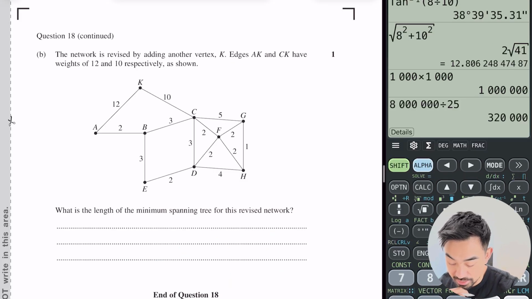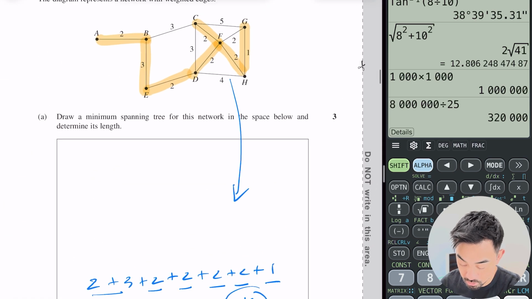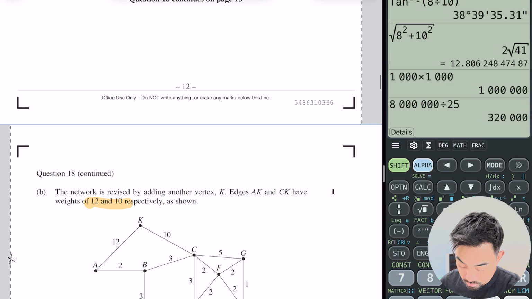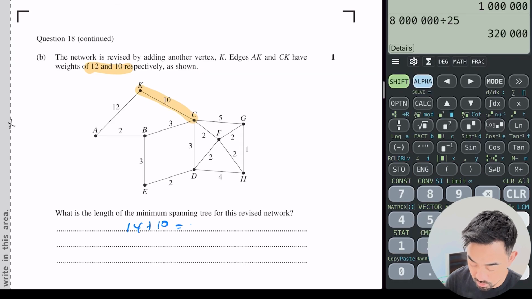The network is revised by adding another vertex k. Edges AK and CK have a weight of 12 and 10 respectively. What is the length of the minimum spanning tree for the revised network? Okay, so they're adding 12 and 10. So does that make a difference? Let's go up here. Well, it looks like I'm just going to have to add on this extra 10, aren't I? Because that's the smallest value. So it's going to be 14 plus 10. That's 24.